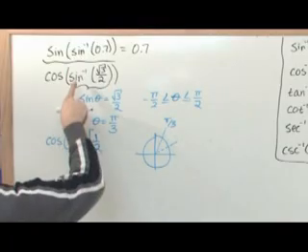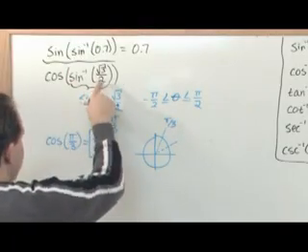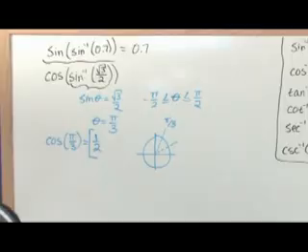So if you were to take the inverse sine of square root of 3 over 2 and then take the cosine of the answer, you would get 1/2, because that's what you would get when you project it on the x-axis there.